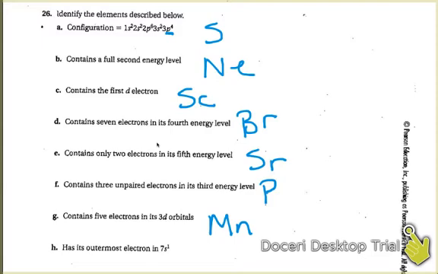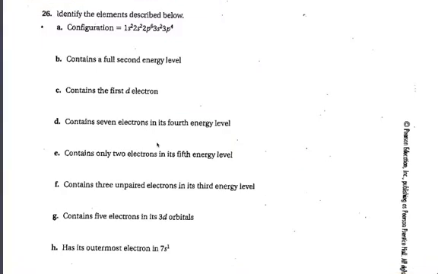And then H says it has its outermost electron in 7s1. So 7s starts with francium. That 1 in 7s1 means we only have 1 electron, so we're looking at the first element, which is going to be francium. So that is how we go about reading the periodic table. And again, I'm sorry I can't have the periodic table up on my computer at the same time. So now let's move on to the next question, number 27.